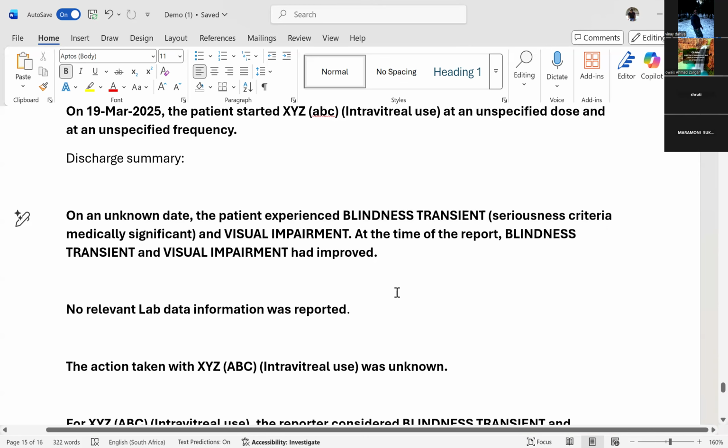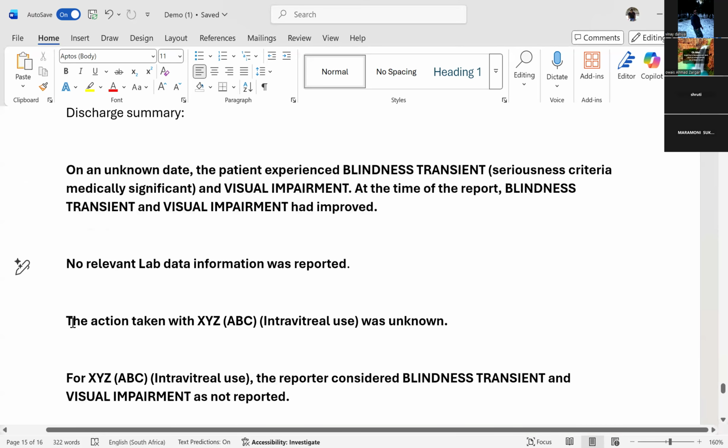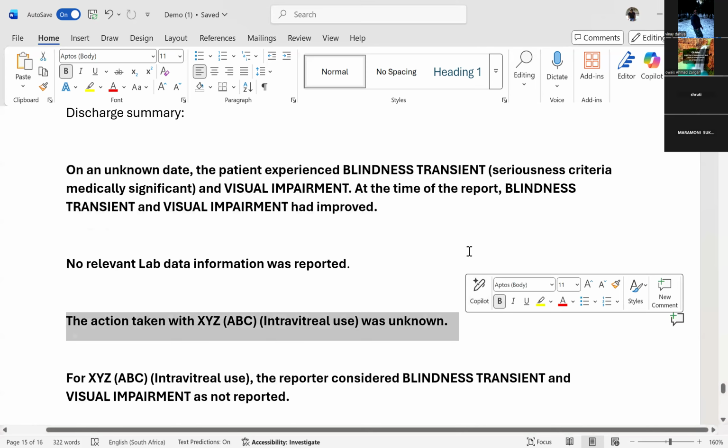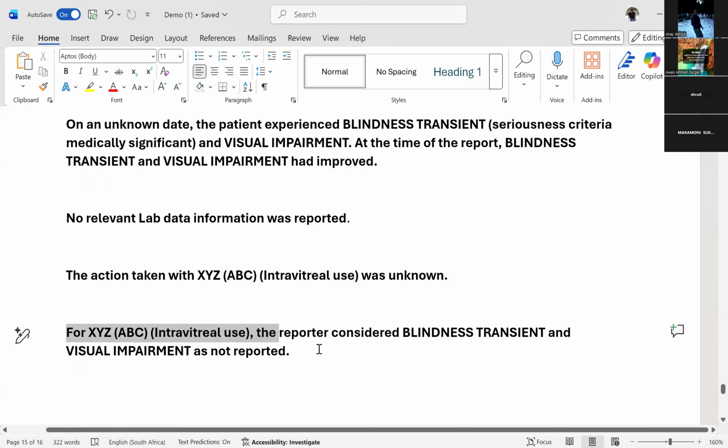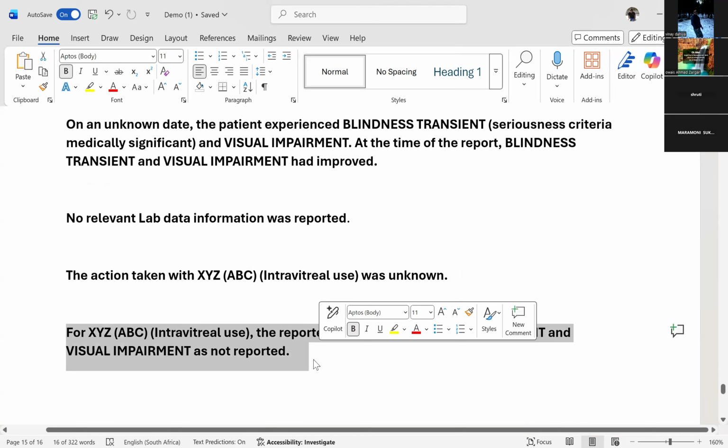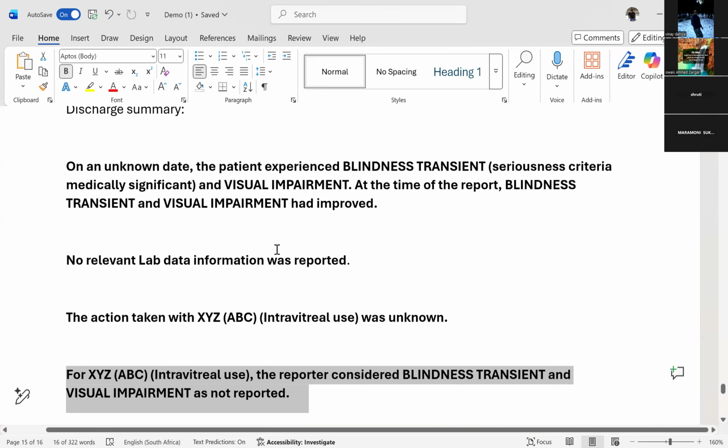And after that, we will include the lab data information if there is any. And then, is there any action taken with the drug? And causality information, if it was given or not. So, this is a basic structure of narrative that we include.